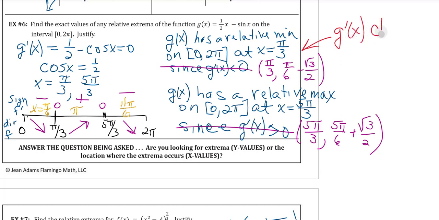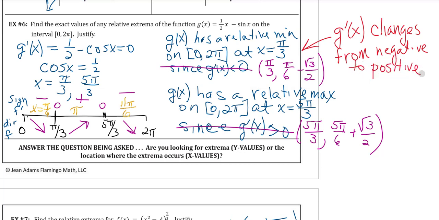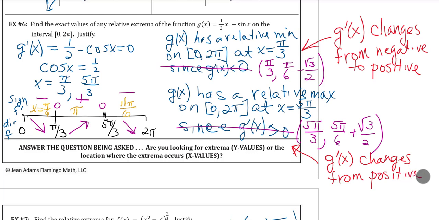You want to put here, the reason for this is that g prime of x, for a relative min, changes from negative to positive. Okay, because it's going down to have a relative min, and then it has a positive slope. And same with a relative max, because g prime of x changes from positive to negative. And I apologize for that. I was just writing down what I had on my paper, and I realized I wasn't really listening to what I was saying, and I wrote the wrong thing.